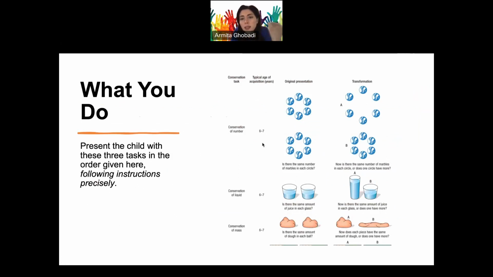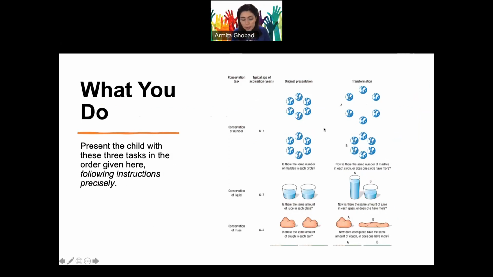Here is the conservation task in simple words. For example, for number, you need some pennies or some stones, like small artificial gems or stones, whatever you have. Actually, I guess artificial ones are expensive. Pennies, maybe buttons, I don't know. But do your best. Then we have conservation of liquid, then we have conservation of mass.